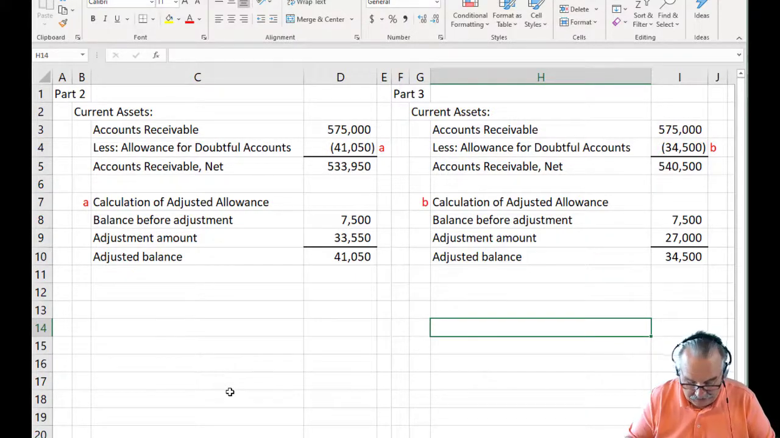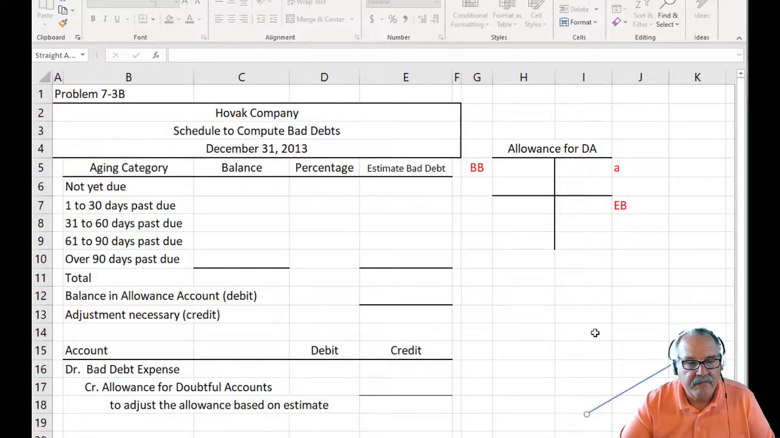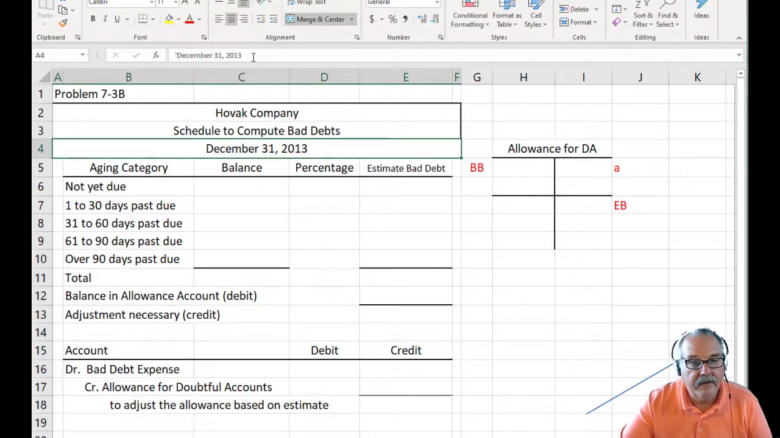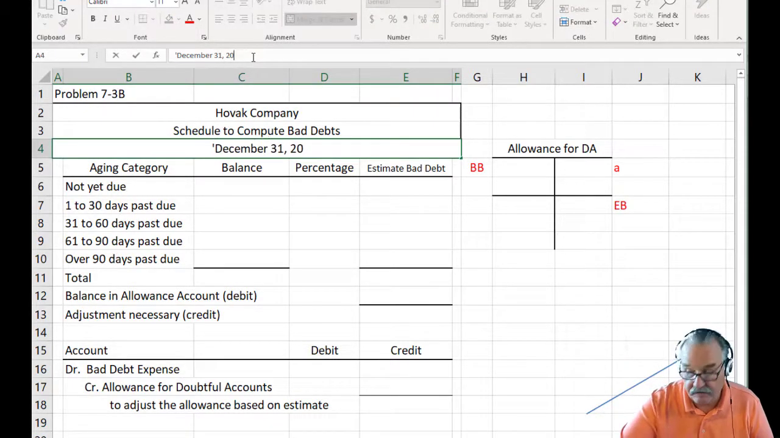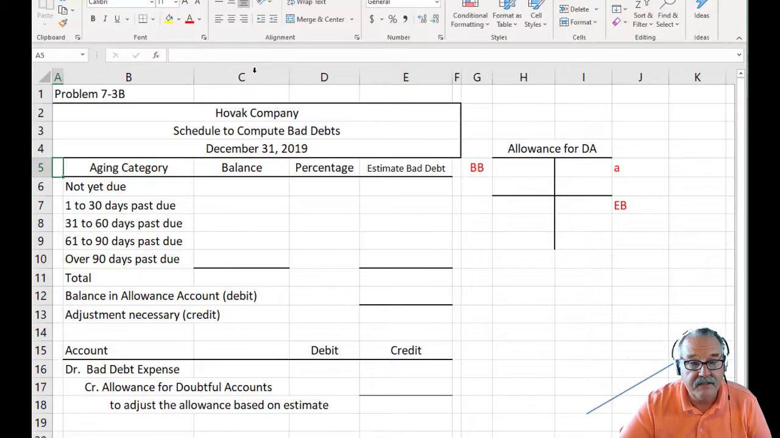So another balance sheet approach to this would be similar to what we're going to do in problem 7.3b. 7.3b, I've prepared a schedule that looks like this. Again, if you want to pause the video and prepare it, I'm going to change it to be 2019.